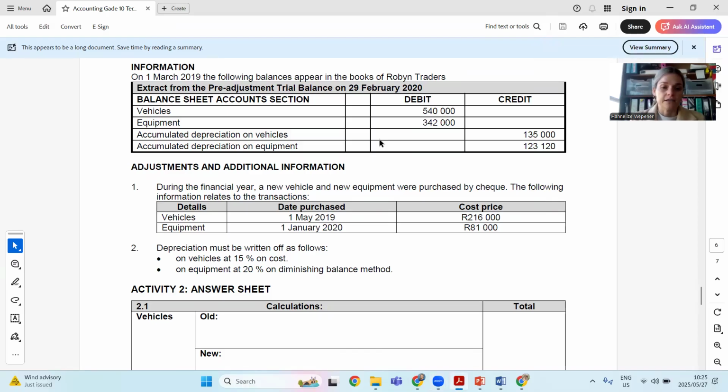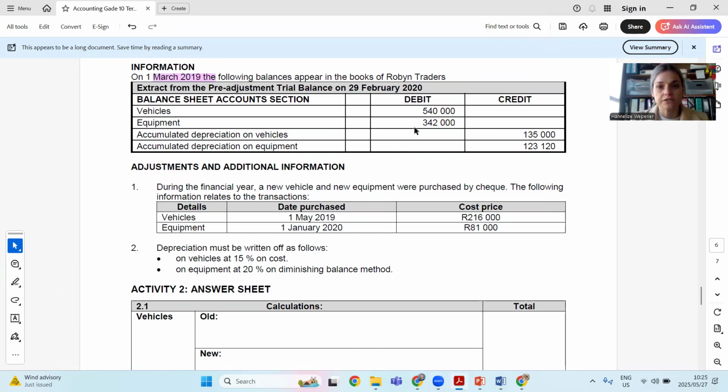We're going to look at an example where we had some fixed assets at the beginning of the year, and then we also purchased some assets during the financial year. So it says that on the 1st of March, the following balances appeared in the books of Robin Traders. So on the first day of your current financial year, you had the following balances.